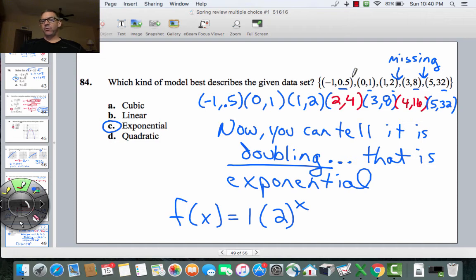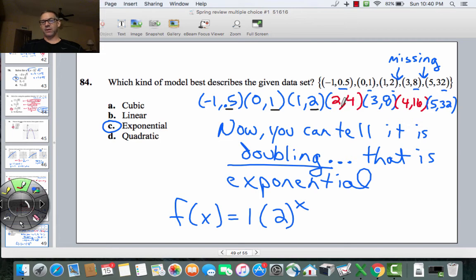This one has several points that are given, and there are some missing in between there. So you'll notice that it goes up. Here it goes from 0.5 to 1, and then it goes to 2. And you can tell that you're multiplying by 2.